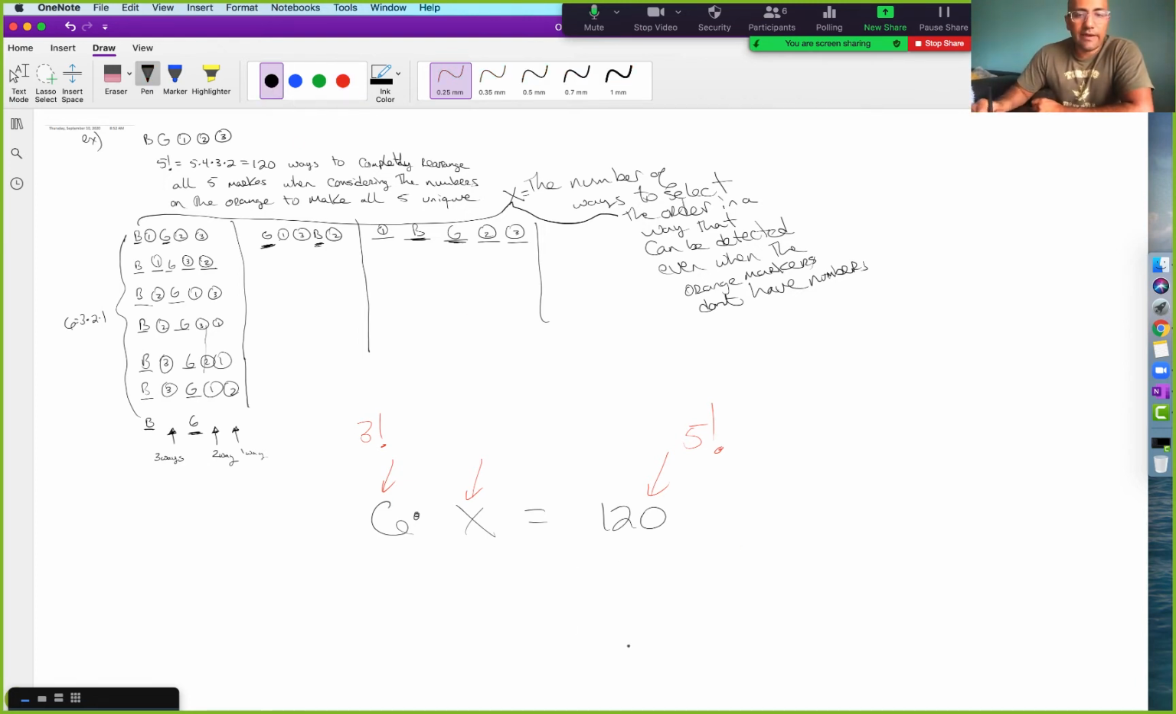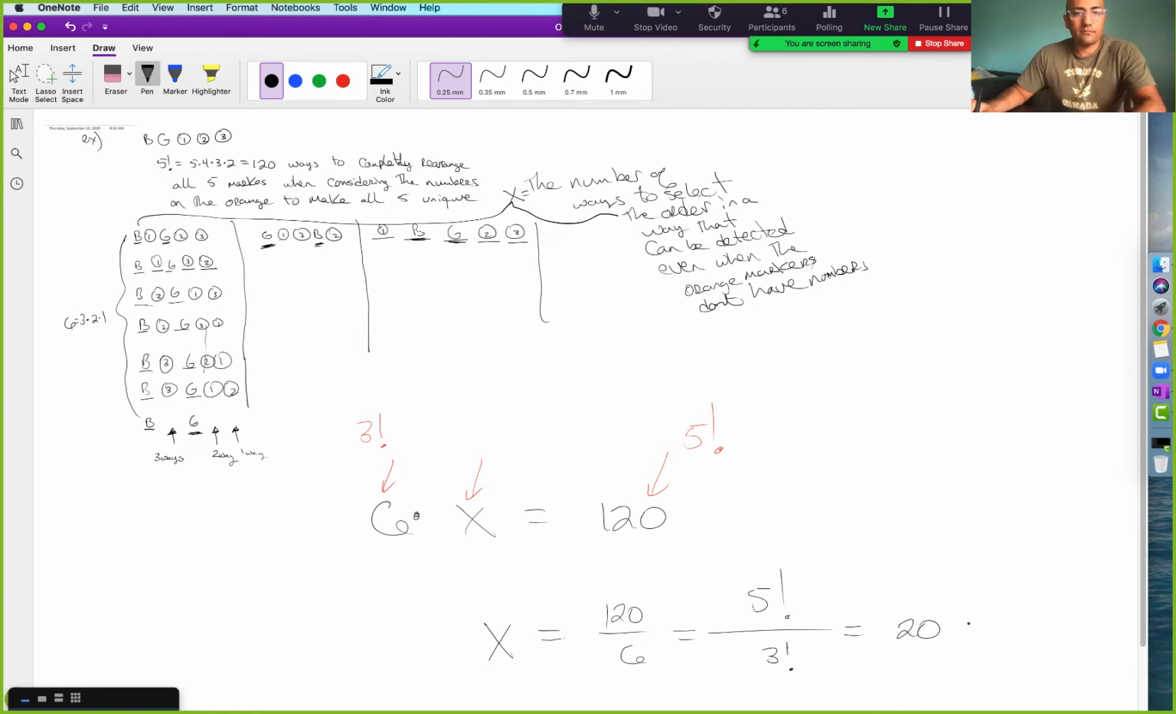We divide both sides by this, and we end up with the formula that x is equal to 120 divided by 6, which is the same thing as 5 factorial over 3 factorial. Then if we go ahead and divide these here, we'll end up with 20. Right? 120 divided by 6 is just going to be 20. So there's actually only 20 unique ways for us to rearrange all 5 markers when 3 of the markers are identical.